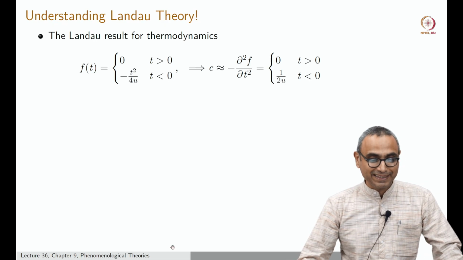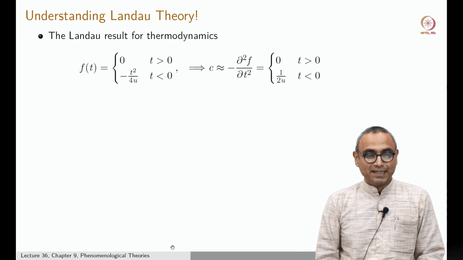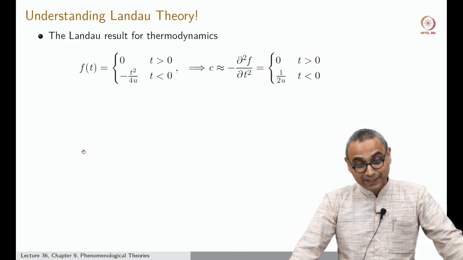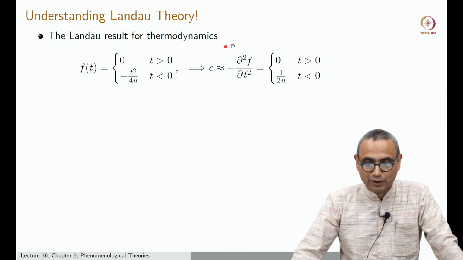We wrote many things down, but we have to understand what it actually means. So the Landau result for thermodynamics, I am going back to the Landau theory which we did many lectures back now. So f of t goes as t squared by u, where u is the parameter in the Ginzburg-Landau theory, for t greater than 0 and t less than 0, and specifically it does this.